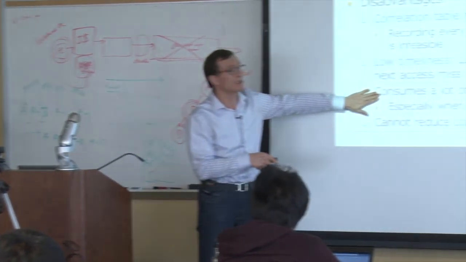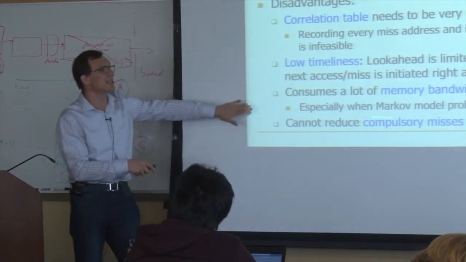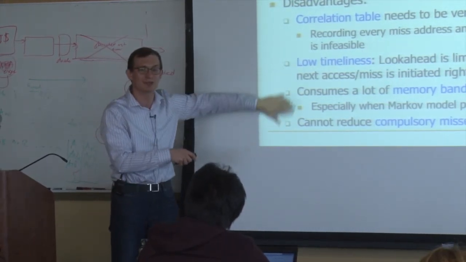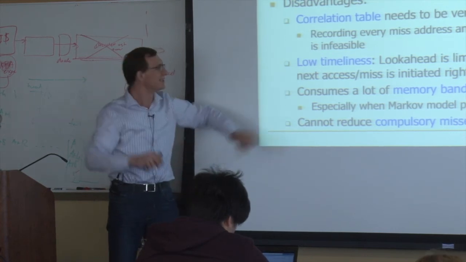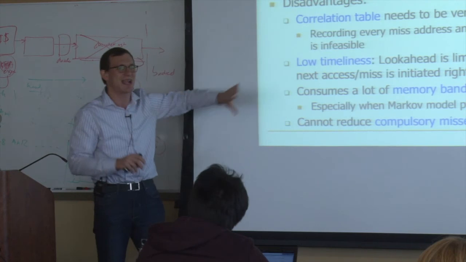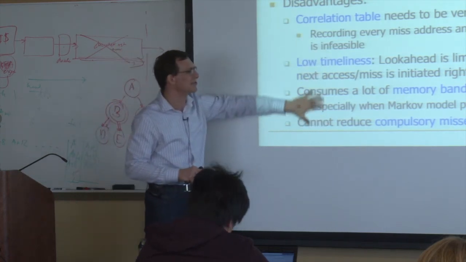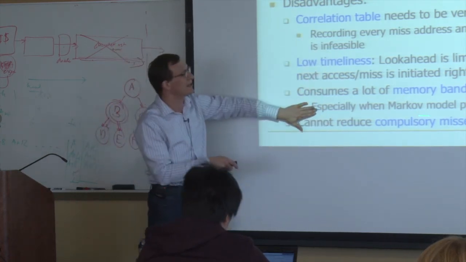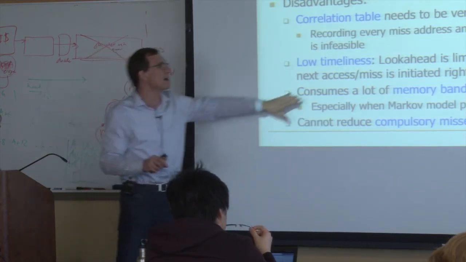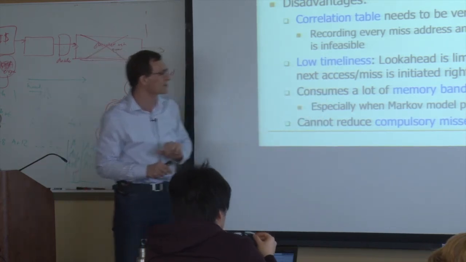Okay, this can consume a lot of memory bandwidth, especially if you're prefetching a lot of accesses, right? If you want to improve coverage, and if you want to improve timeliness, you would like to prefetch a lot of addresses ahead. But now you run into the problem of memory bandwidth. This is how these different metrics interact, right? It's kind of an art to actually get this right, especially when your probabilities are low. Especially if your correlations are low, prefetching for multiple addresses may degrade performance.